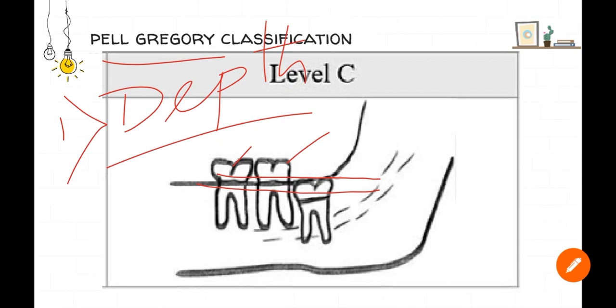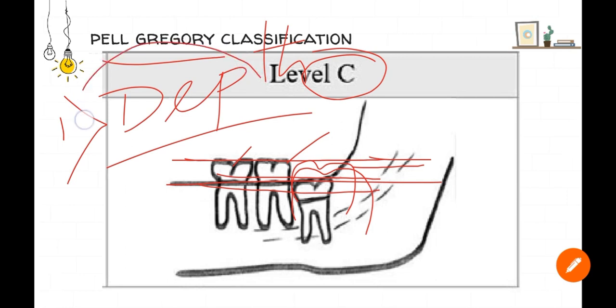Level A, location, occlusal surface. Here in level B, it will be below the occlusion but above the cervical margin of the second and first molar, and in case of level C, it will be below the cervical margin. So this is Pell-Gregory classification of impacted third molar according to depth.